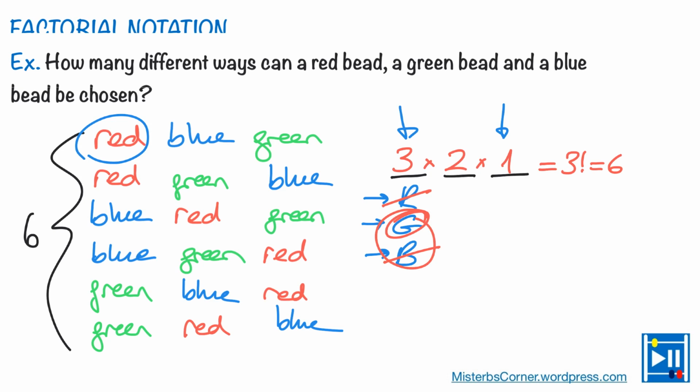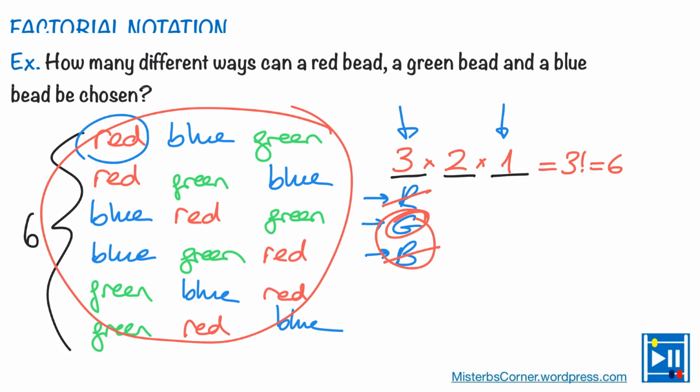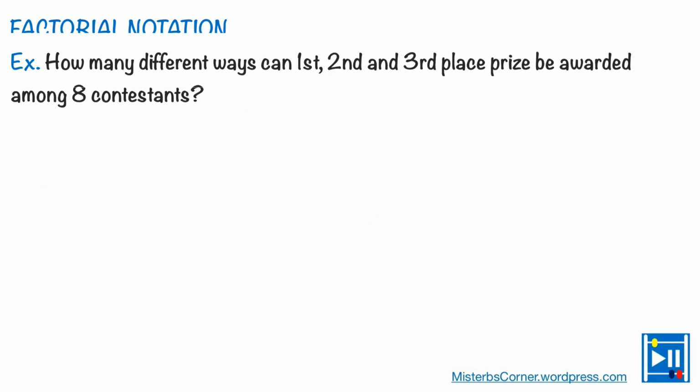Now, of course, you can discuss that, well, there are just 3 beads, so why would I work with factorials? But if you have 5 beads, if you have 10 beads, or people to choose in an order, then this is very useful. So basically, n factorial in general tells me the number of arrangements of n objects, right?